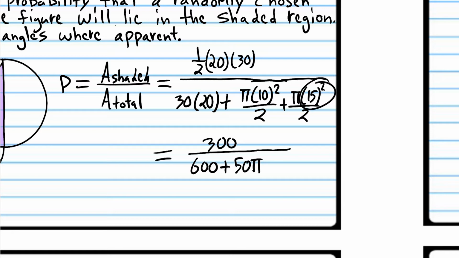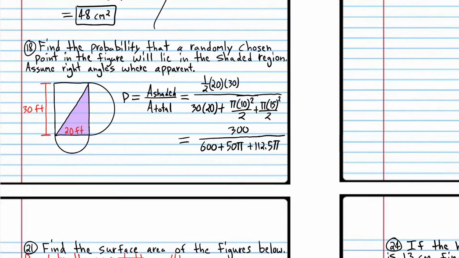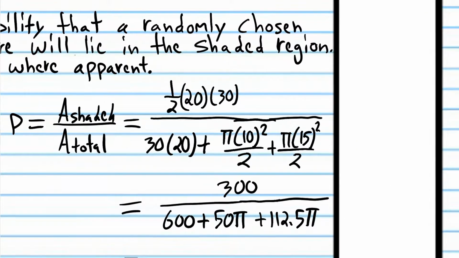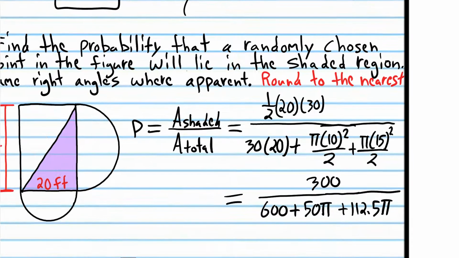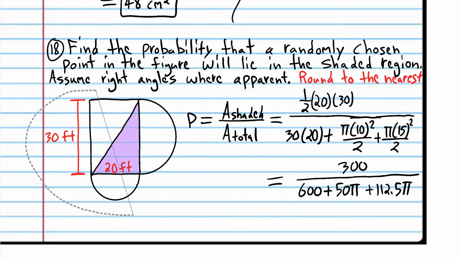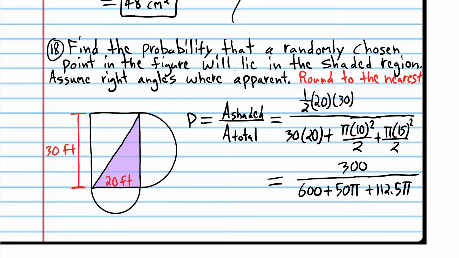Here we have 225 divided by 2, and that's not going to be an easy number, so I'm just going to leave it. Actually, I think I'll change it to a multiple of pi. So 15 squared is 225, and then divided by 2 is 112.5 pi. Now you can do this in parts. And in this problem, I'm going to say round to the nearest thousandth. I should probably tell you what to round to.